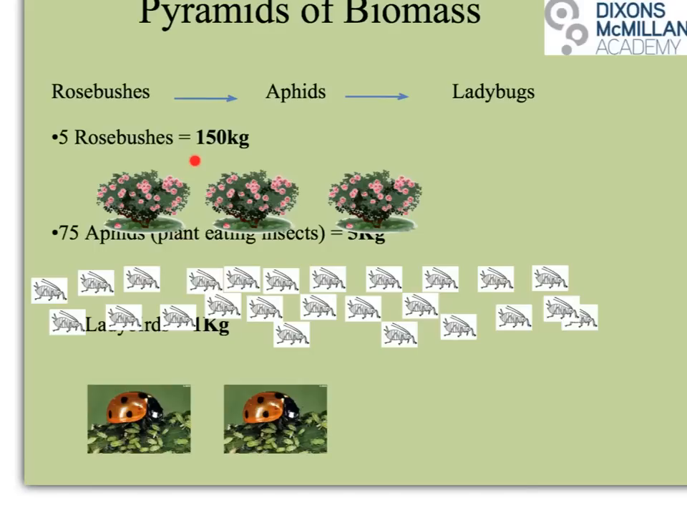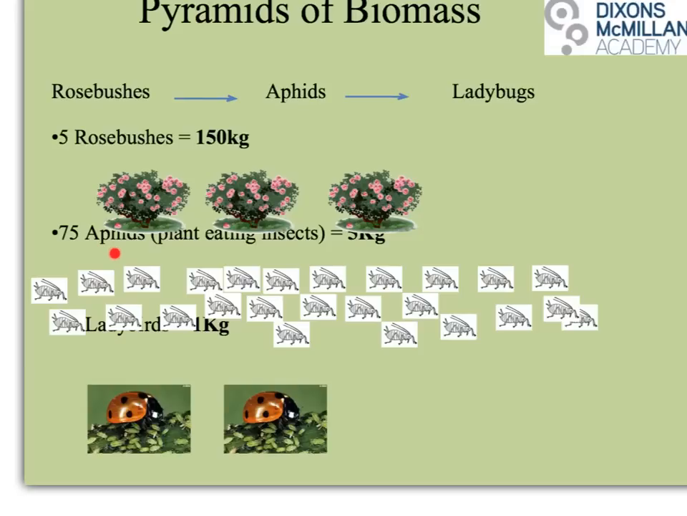So we measure it in kilograms, and basically what it means is if you dried out, so removed all the water from all the 5 rose bushes that we have, and you measured the mass that was left, so the stuff that had been made using the energy from photosynthesis, the things that would be left over would weigh 150 kilograms. And then you do the same for the aphids.